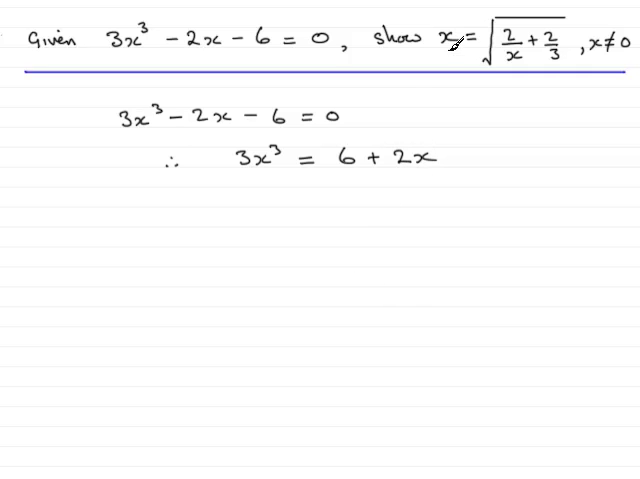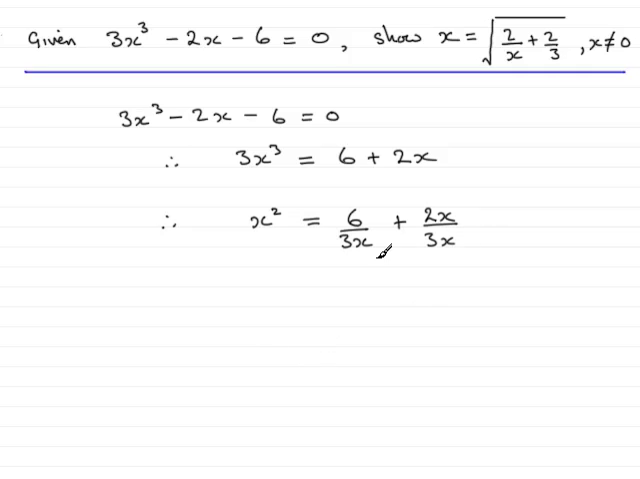Now if I'm to get to the square root, that means I must have had an x squared term. So I can get an x squared term from this if I divide through by 3x. So if I divide both sides by 3x, this becomes simply x squared, and then this becomes 6 over 3x, and we have 2x over 3x.